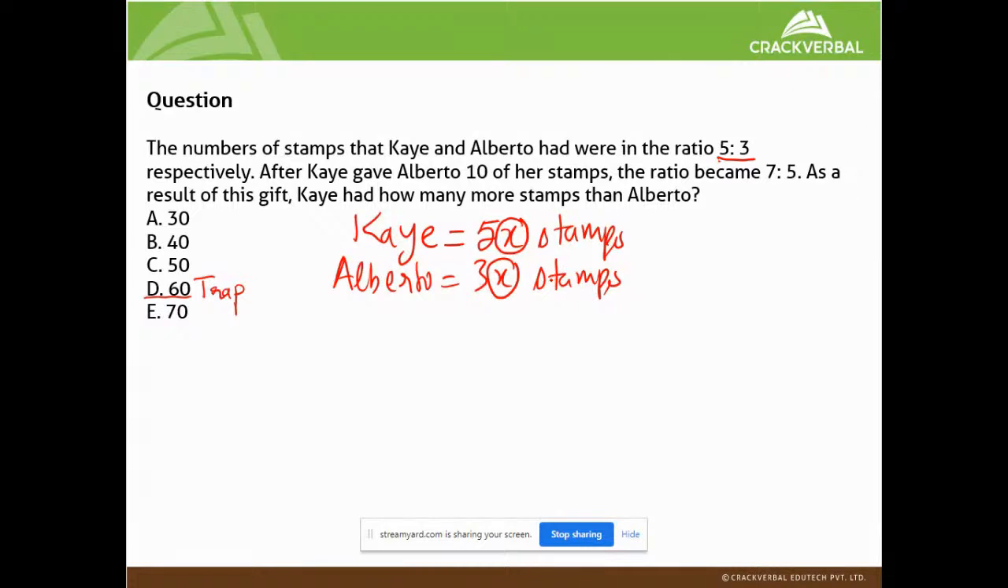Another basic concept in a ratio problem is we remember that a ratio should always be simplified to the lowest extent, right?